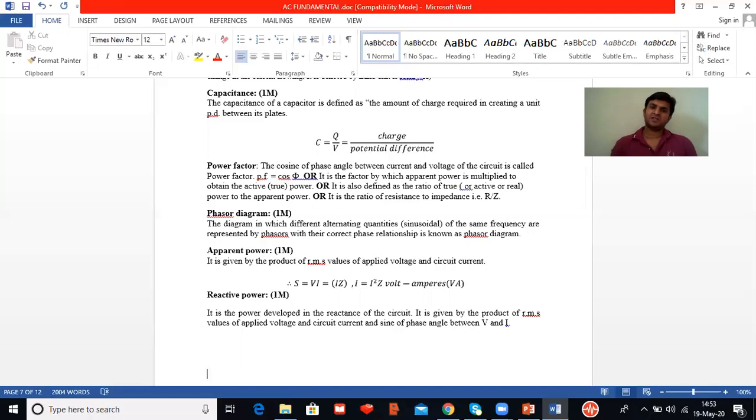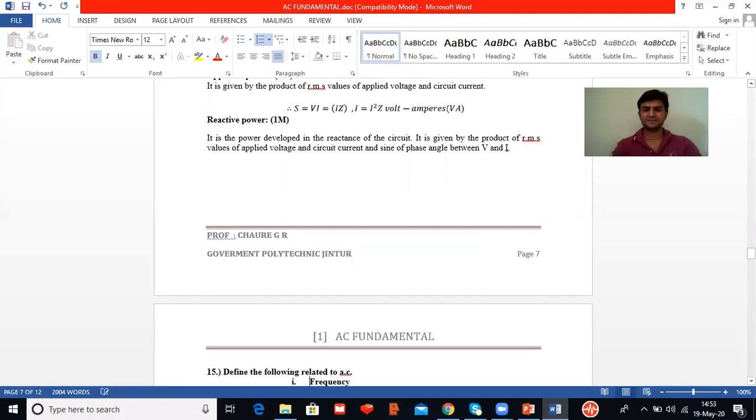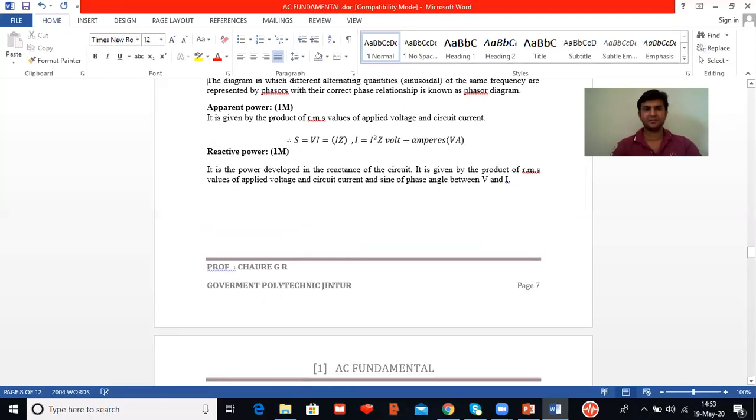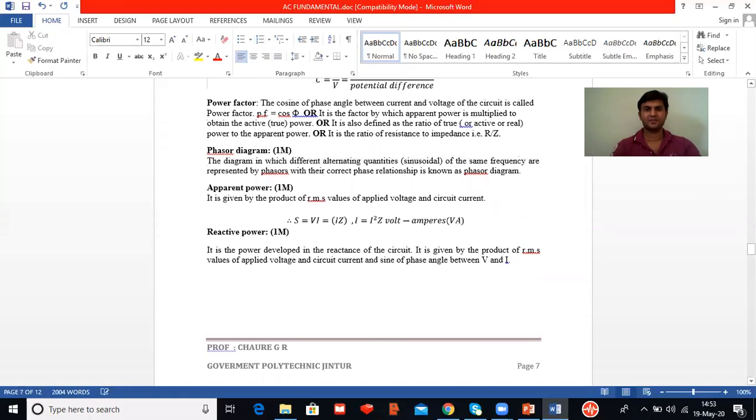Power factor is the cosine of the angle between voltage and current. Then next is the phasor diagram. The diagram in which the different alternating quantities of the same frequency are represented by the phasors with their correct phase relationship is known as the phasor diagram.